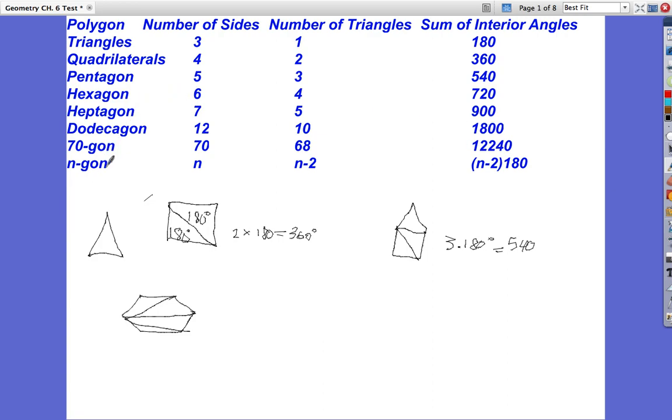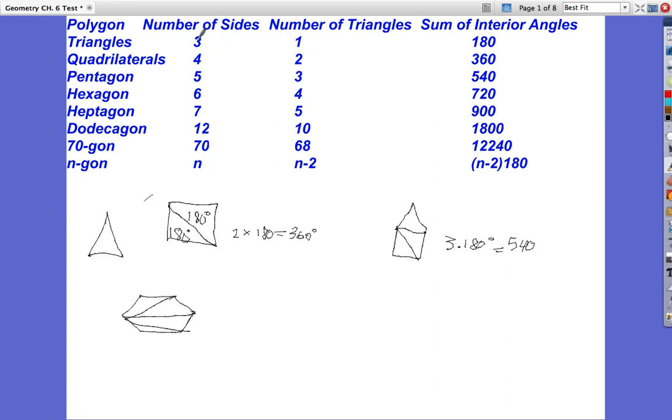If we continue with the same pattern, we can obviously see that the 70-gon is going to have 70 sides, 68 triangles. The sum of the angles will be 12,240 degrees. The n-gon is just any polygon. The n describes the variable. In other words, the n-gon can have any number of sides. In algebra, when you want to express algebraically what any means, you use a letter. Here, we chose to use n. So an n-gon has n sides.